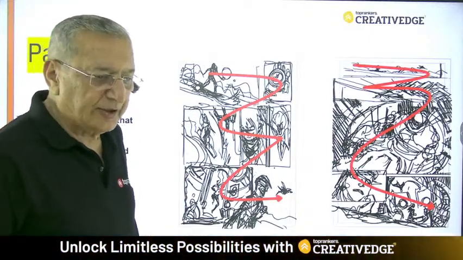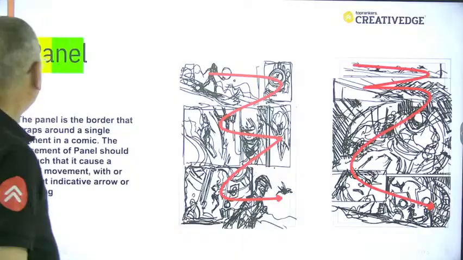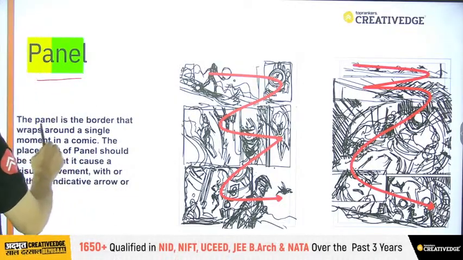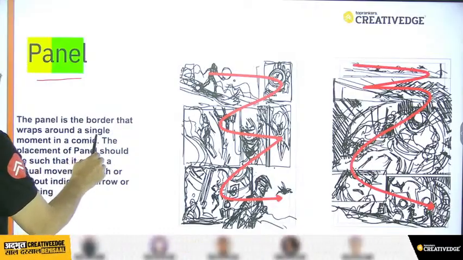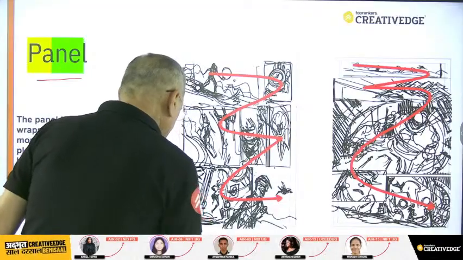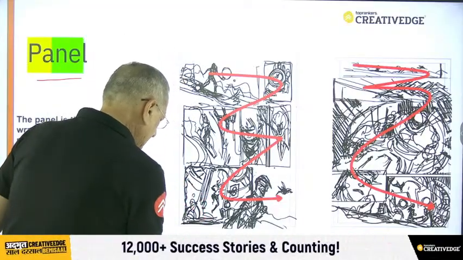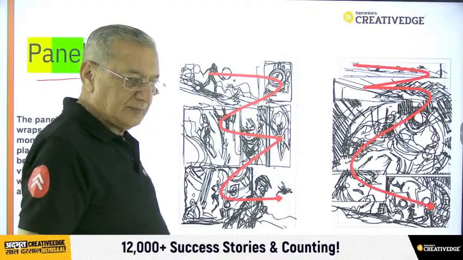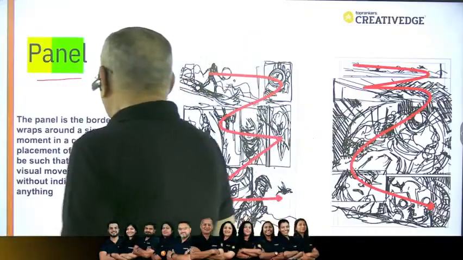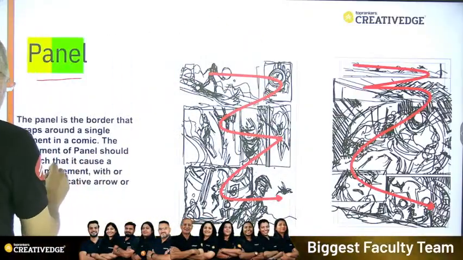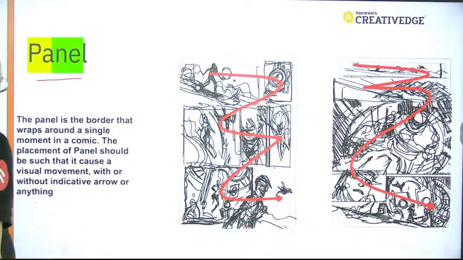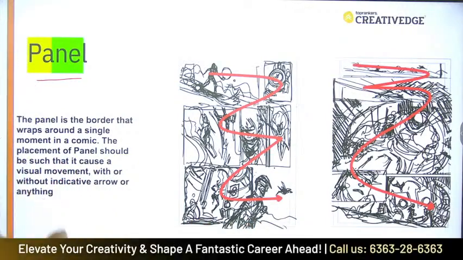Sorry for the glitch in between. Let's continue talking of panel. What is a panel? Panel is the border that wraps around a single movement in a comic strip. The placement of the panel should be such that it causes a visual movement with or without the indicative arrows or anything.